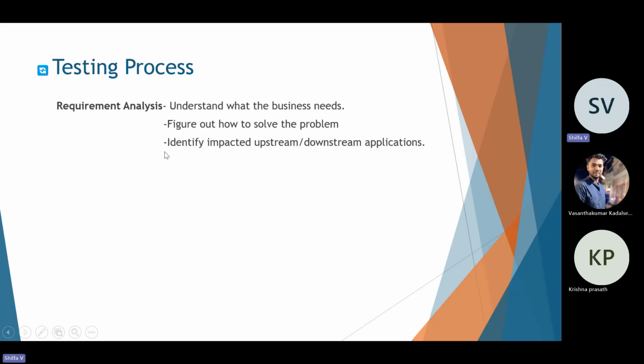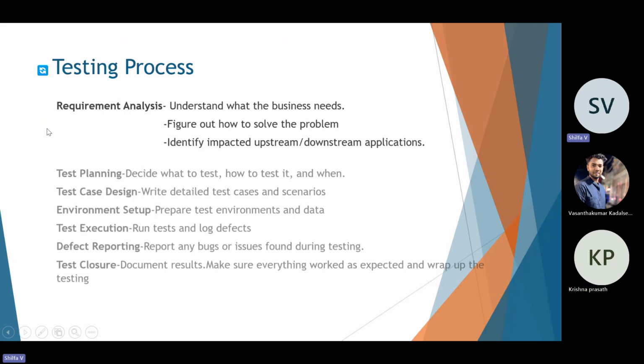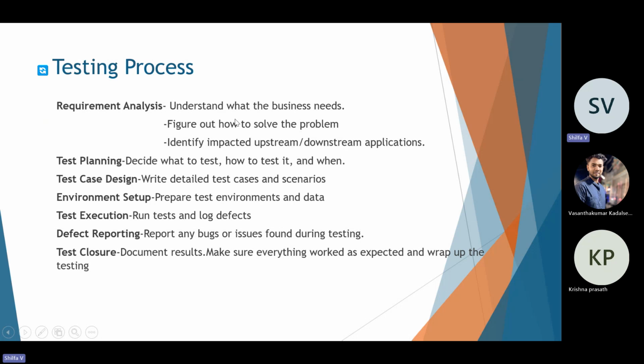And here, this is the testing process we will be involved in. First, requirement analysis: we need to understand what the business needs. Business means stakeholders, product owners, or BAs. We need to understand the requirements the business needs, and check how to solve the problems if they occur in future. You need to figure out the problems and identify, as we discussed previously, how upstream and downstream applications will be impacted.